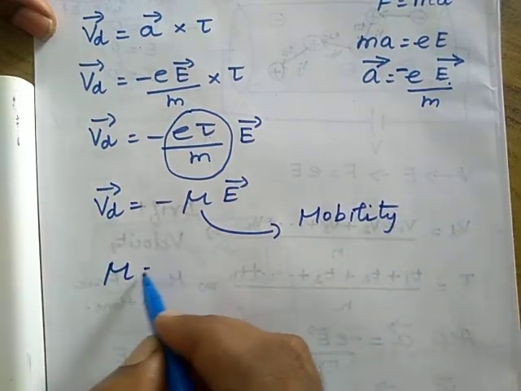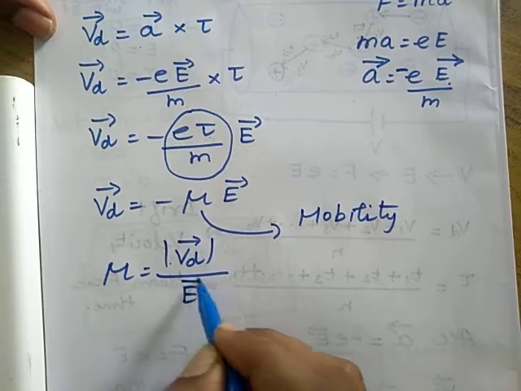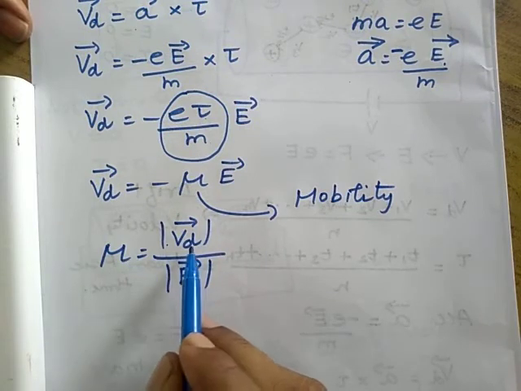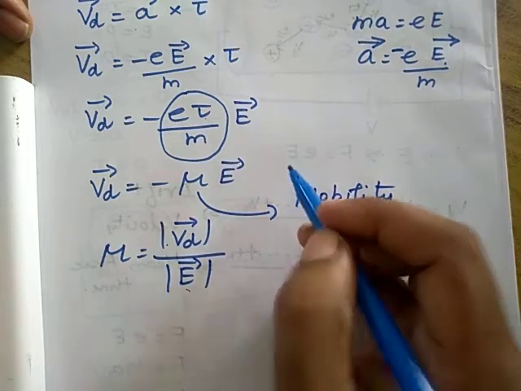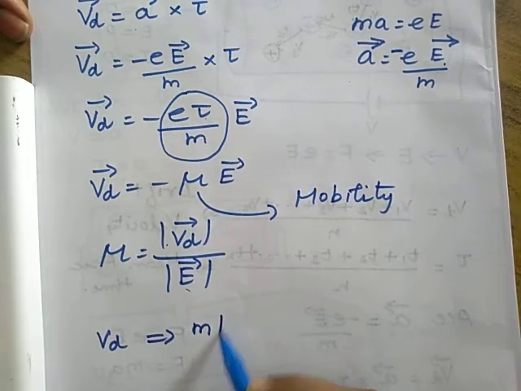Mobility can be written as mu is equal to Vd vector modulus by E vector modulus. We can define mobility as the drift velocity occurred per unit electric field. The SI unit of drift velocity is meter per second.